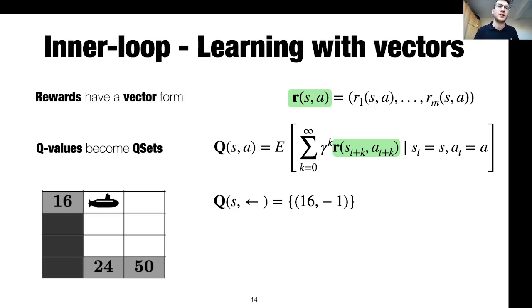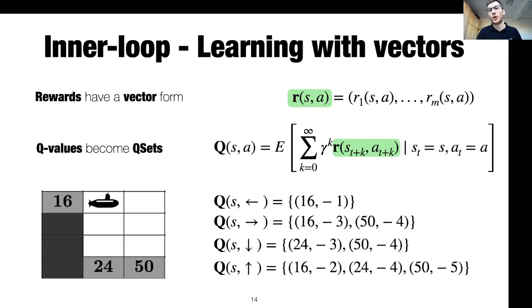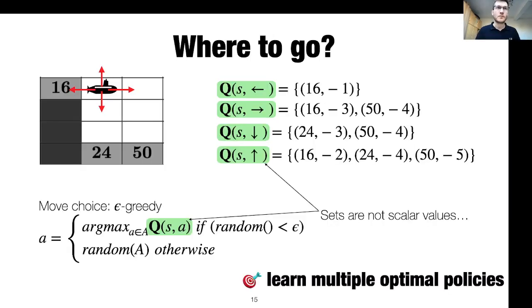So yeah, if I go to the cell with 16, it costs me 1 move. If I go to the right, however, you can see that I have various trade-offs. So I have various optimal solutions. I can go to 16 in 3 moves, or I can go to 50 in 4 moves. And the same goes for down or up. So as you can see, those Q sets really represent the best, the optimal trade-offs that you can reach.